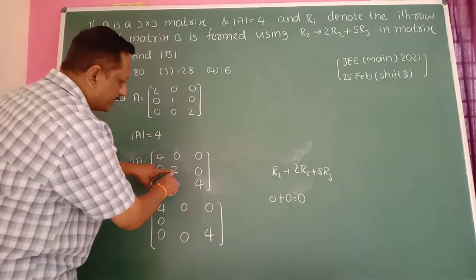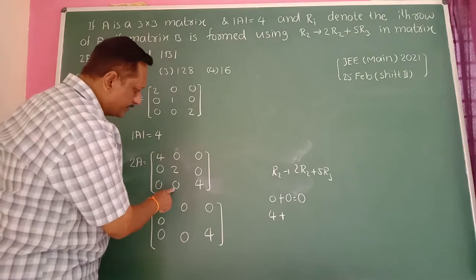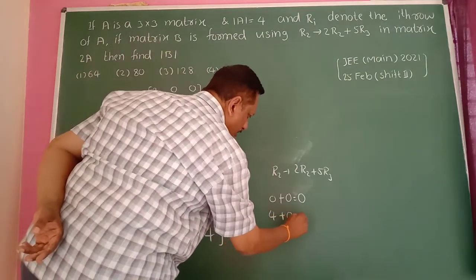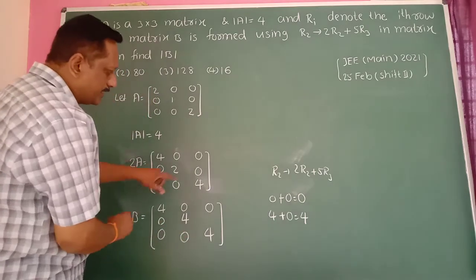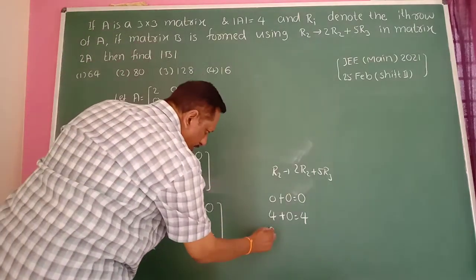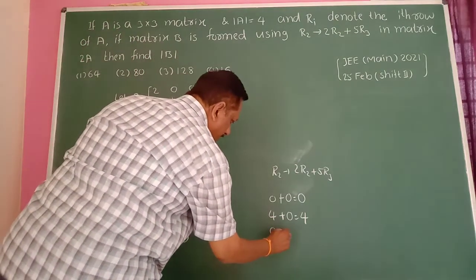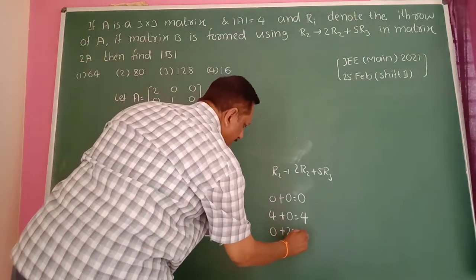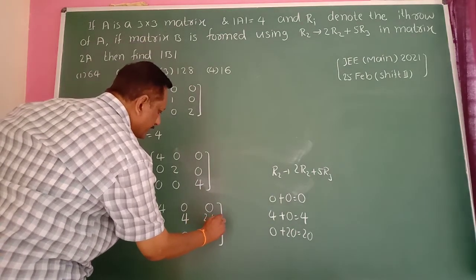Multiply here by 2. 2 into 2 becomes a 4 plus. Multiply here by 5. 5 into 0 becomes a 0. It is a 4 here. So write here 4. Then multiply by 2. 2 into 0 is a 0. Multiply by 5 here. 5 4s are 20. Plus 20 is a 20 here. So write here it is a 20.